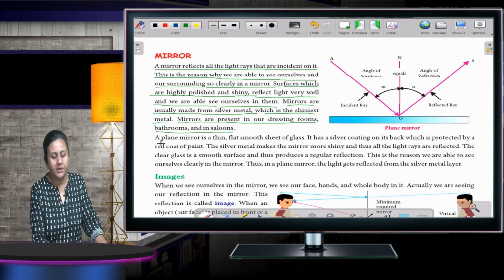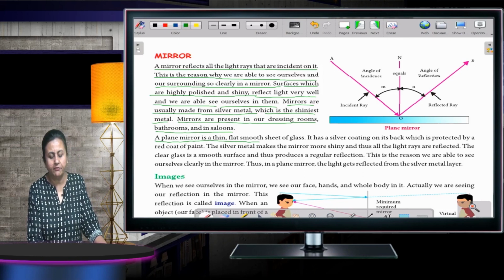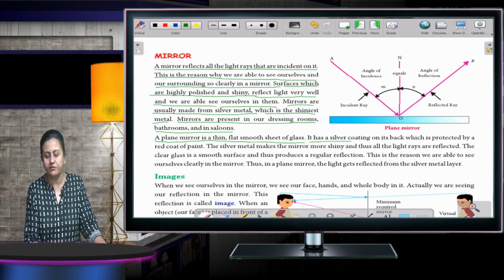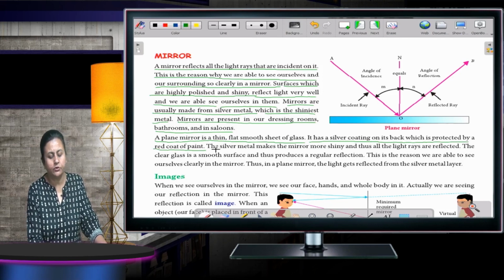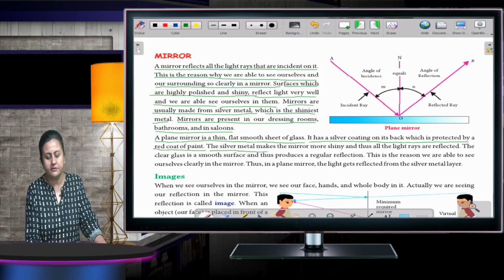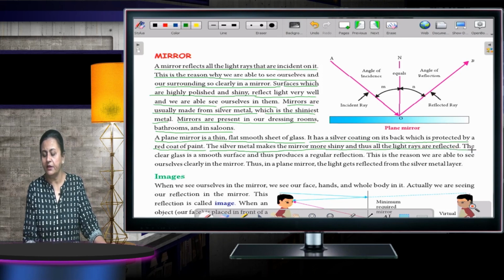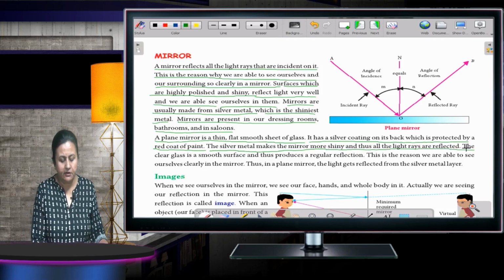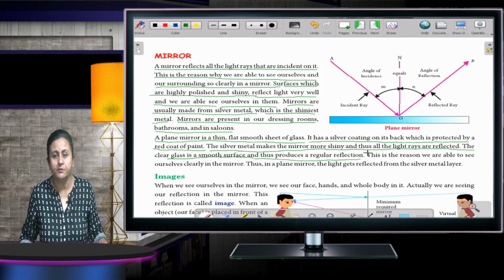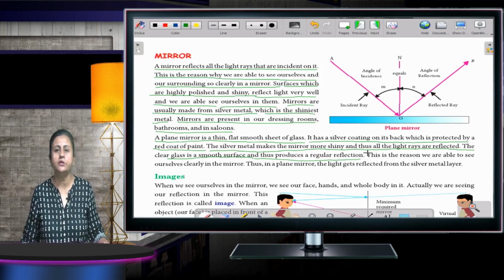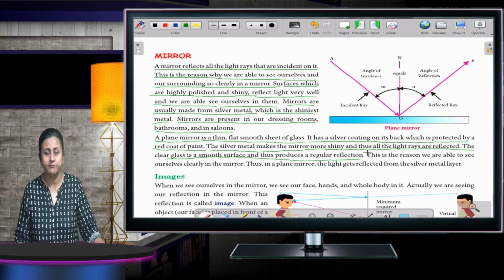A plain mirror is a thin, flat, smooth sheet of glass. It has a silver coating on its back which is protected by a red coat of paint. The silver metal makes a mirror more shiny and thus all the light rays are reflected. The clear glass has a smooth surface and thus produces a regular reflection. You must have seen the mirrors which we use in a house, they are plain mirrors. We can see our reflection in that.